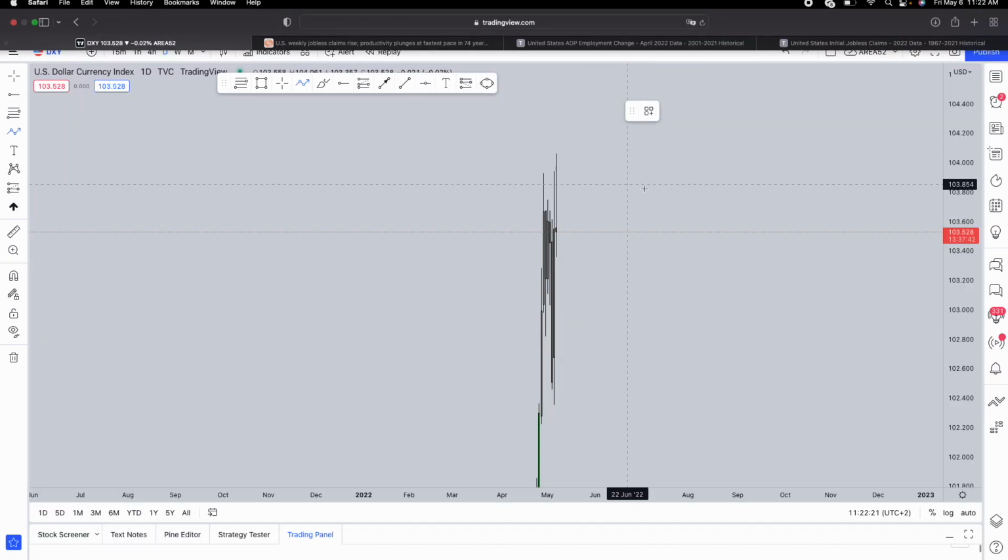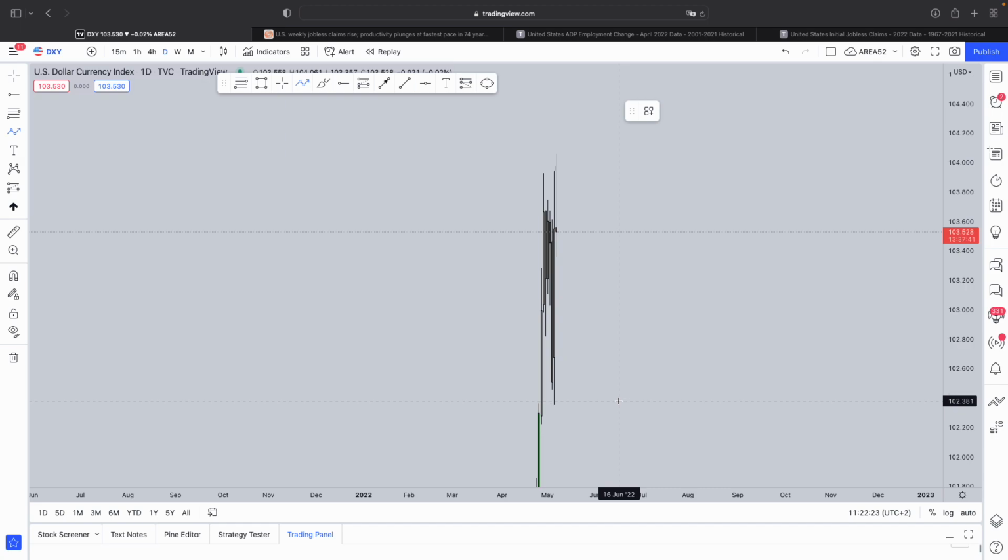Like I've said many times before, as the dollar index increased due to high interest rates, the stock market loses value, and as a result of that, people will then start losing their jobs as well.